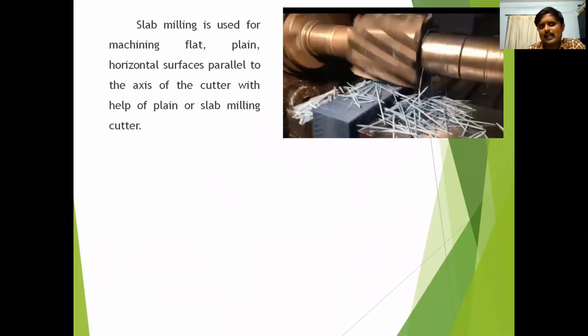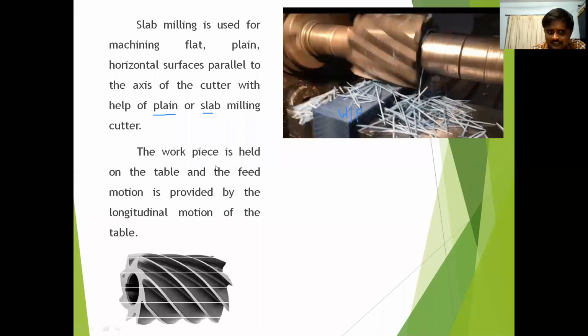So this slab milling is used for machining flat, plane and horizontal surfaces parallel to the axis of the cutter with the help of a slab or plane milling cutter. The type of cutter we are using here, you can call it a plane milling cutter, or you can call it a slab cutter. And this is the workpiece, and we are going to remove the material from the workpiece by using this cutter.